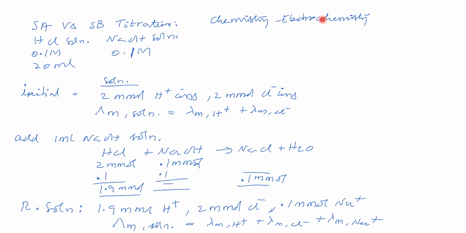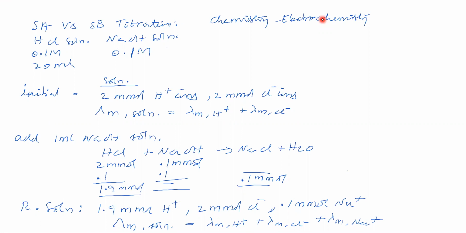So in the resultant solution, H plus is given by this HCl. HCl gives 1.9 millimoles of H plus ions. NaCl gives 0.1 millimole of Na plus and 0.1 millimole of Cl minus. HCl gives 1.9 millimole of Cl minus, totally 2 millimoles of Cl minus.